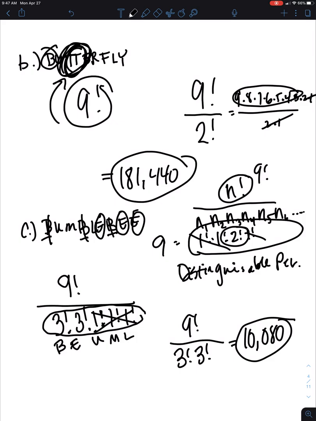So a lot fewer because we have some repeating letters in Bumblebee. We had to do a correction twice there because we had 2 letters that repeated. All right, so hopefully you'll see words, and that's what you do with words. If they ask you how many different ways you can arrange letters or words, this is what you're doing.